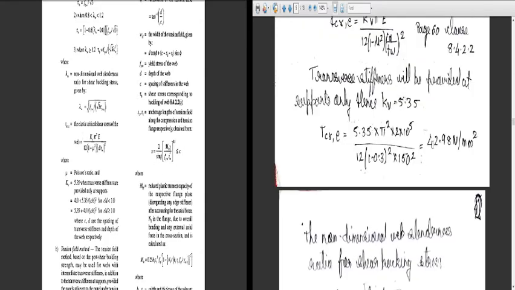So lambda W is equal to root of fyw divided by root 3 tau CR, into E. We have computed here tau CR, which we got as 42.98. So fyw is nothing but the yield stress of the web. The web is a hot rolled section, so it is 250 divided by root 3 into 42.98, which is working out to be 1.83. We will round it off to 1.8.